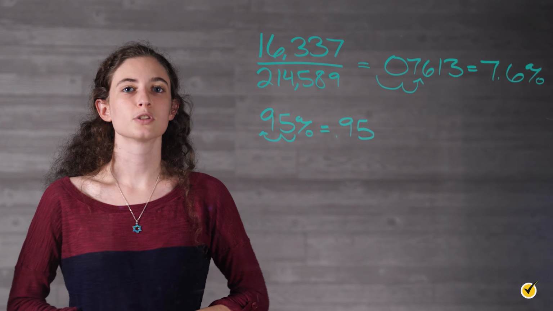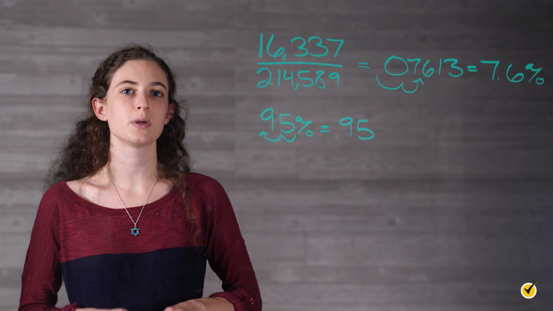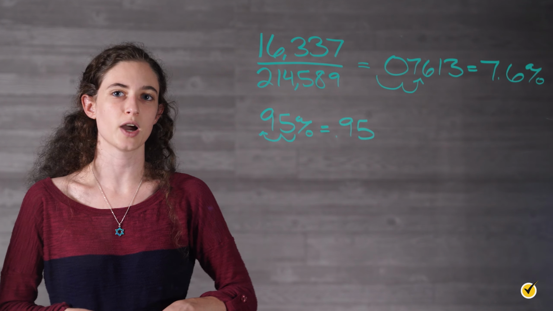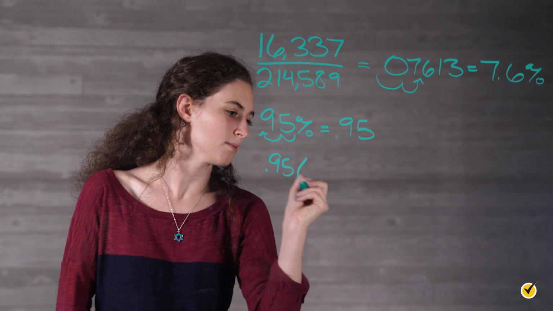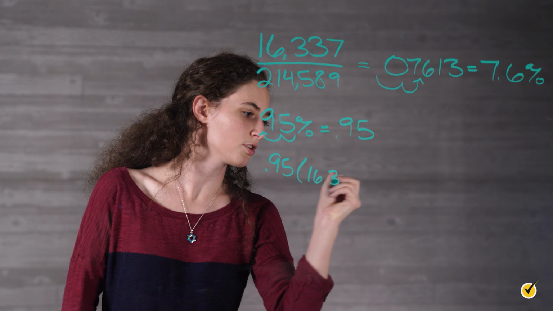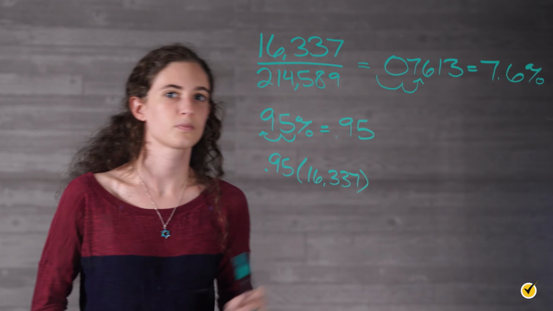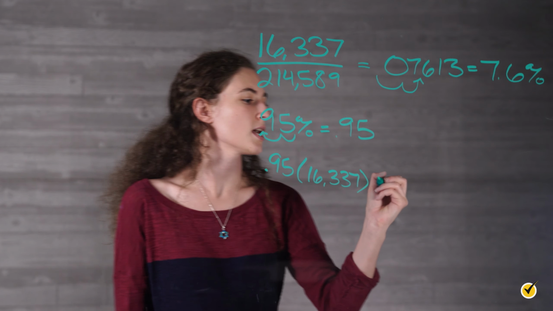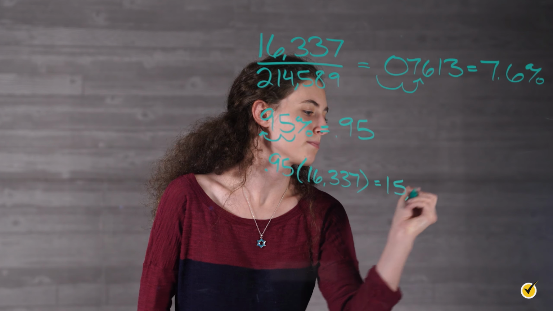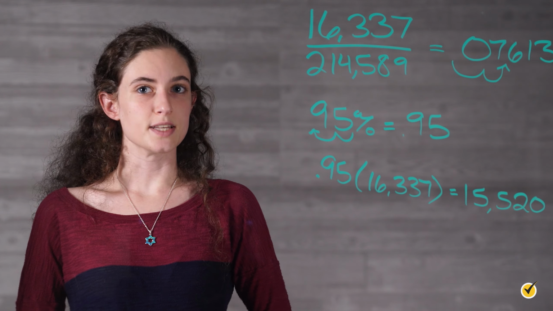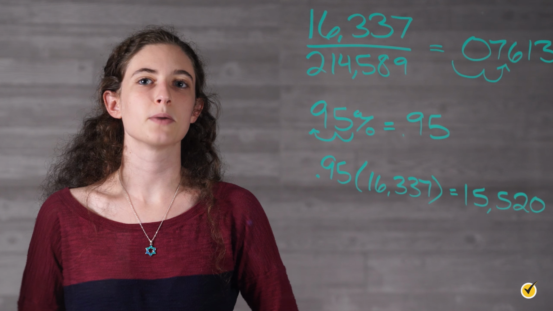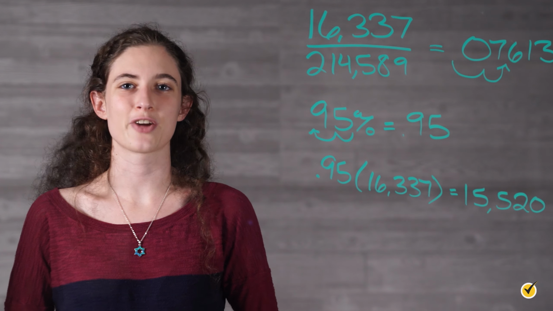Step 2. Multiply 0.95 by the number of people who tested positive for the flu virus. 0.95 times 16,337. This gives us 15,520. So the good news is that 15,520 people who tested positive made a full recovery.